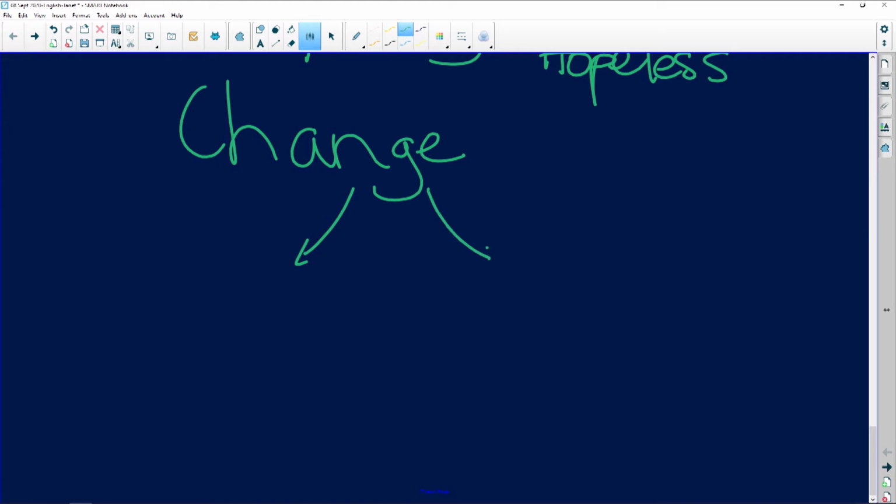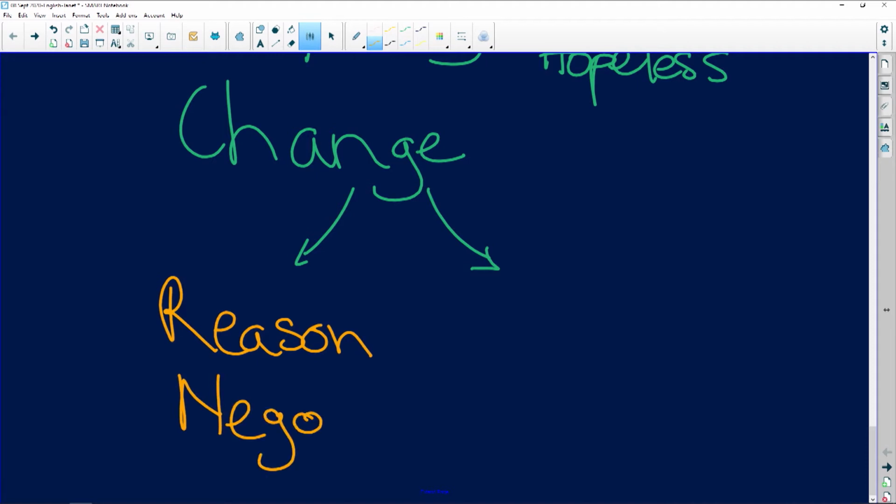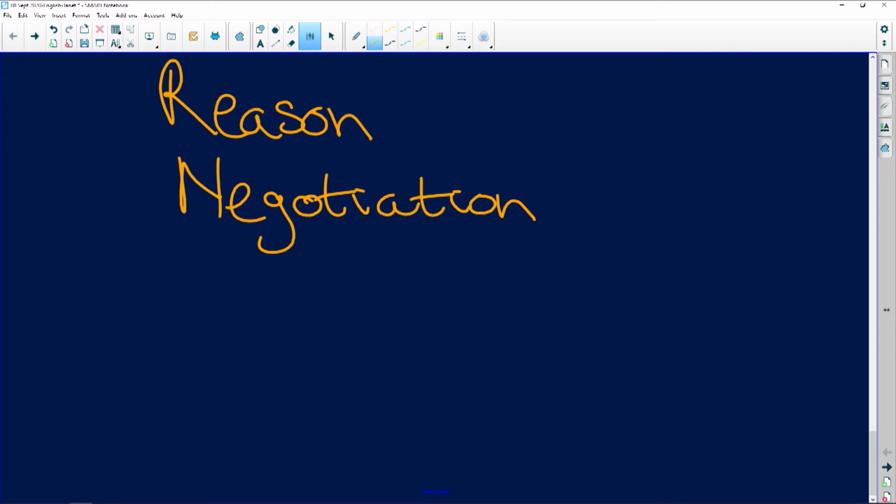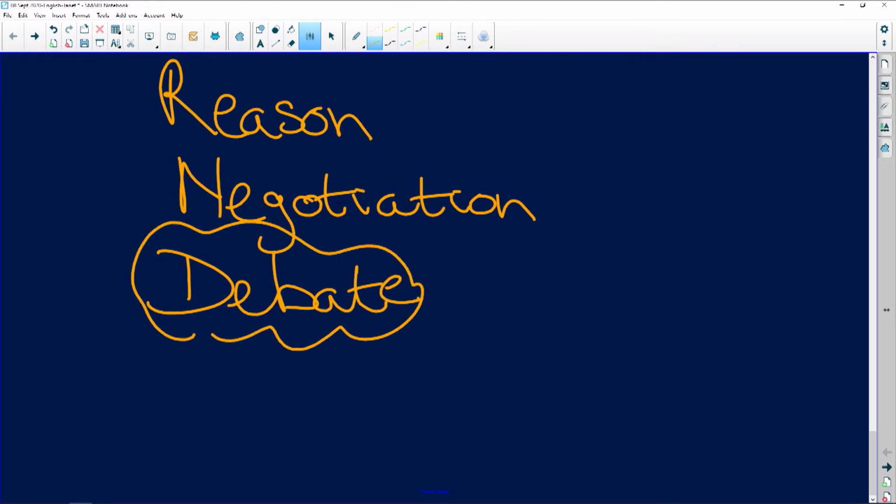So, again, how well do we know our play? There are two ways that are suggested in the play for change. One is reason, negotiation. How do we know this? Because what does the play start with? A debate. This is going to take us to this theme.